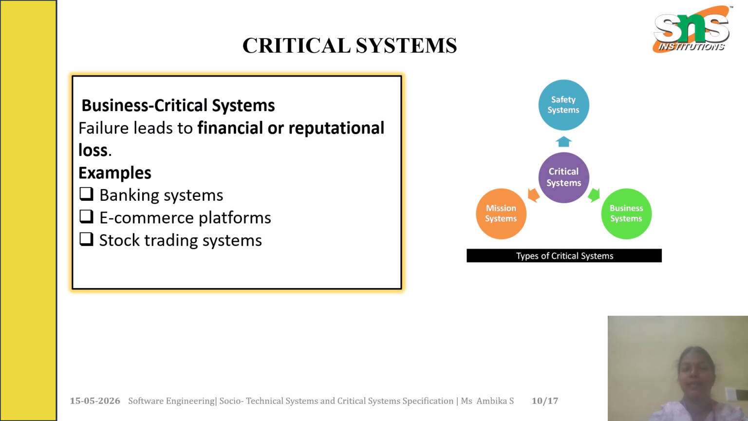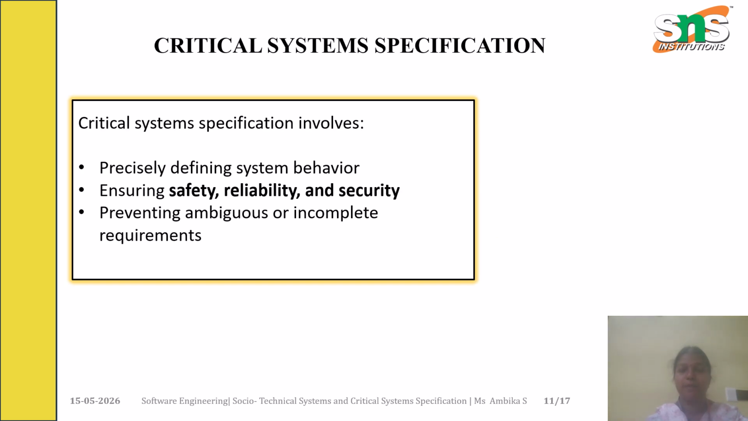Next is business critical systems. Here the failure leads to financial or reputational loss. Examples: banking systems, e-commerce platforms, and stock trading systems. Critical system specification involves precisely defining the system behavior, ensuring safety, reliability, and security. Safety means that even when the system fails, it should fail safely. Next is reliability. The system should run without any error at least for a specific period of time. Next is security, which addresses security concerns. Next is preventing ambiguous or incomplete requirements.